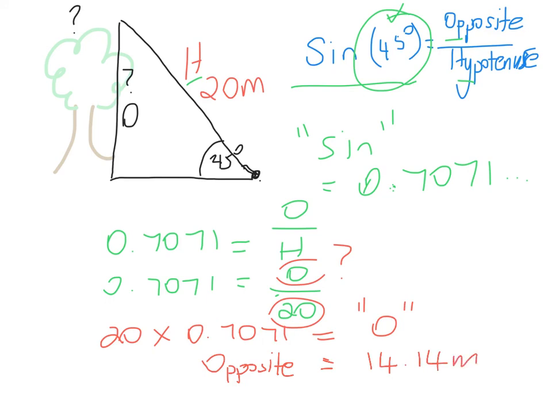So let's recap. We know the hypotenuse was 20. We knew our degrees was 45. We wanted to know how high our tree was, and we've worked out that the tree sits at 14.14 metres high.